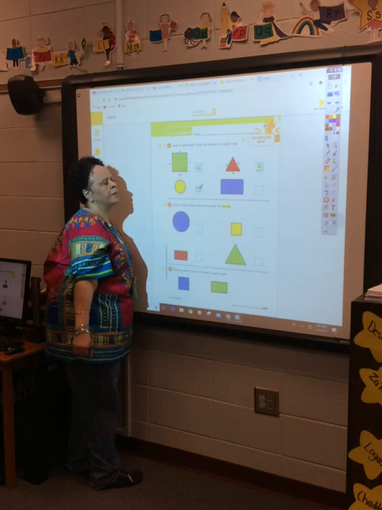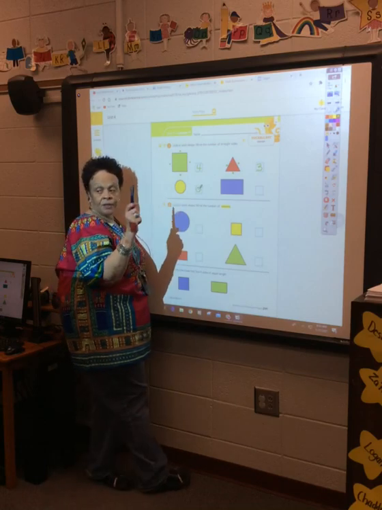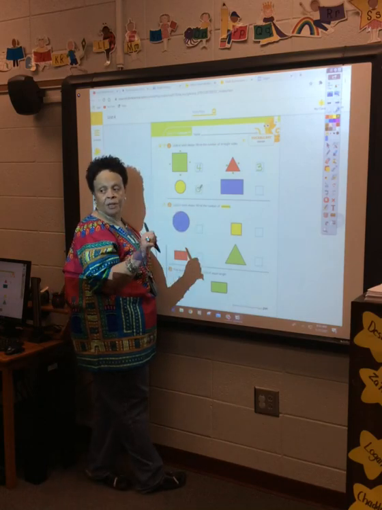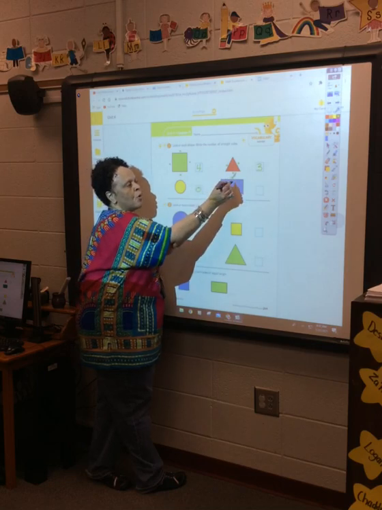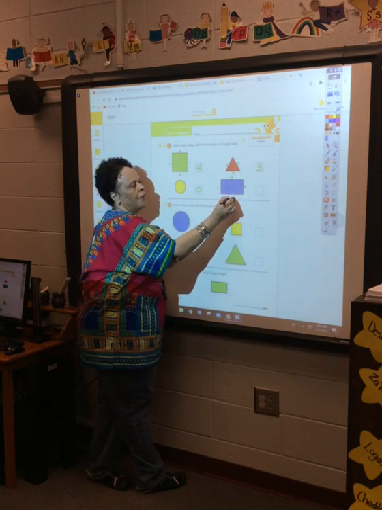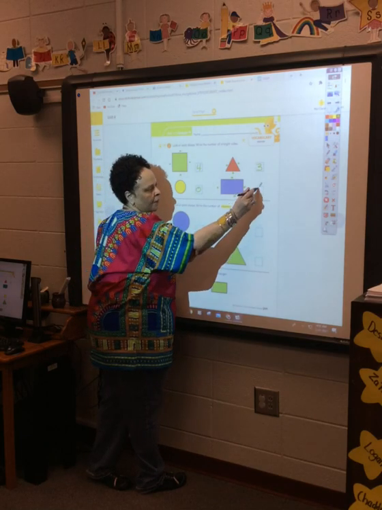Thank you. Now, let's look at this rectangle. Let's count the sides, and as we count the sides, let's put a dot. You ready? 1, 2, 3, 4. So how many sides on a rectangle? 4. Good job. Write a 4 in that box for me.